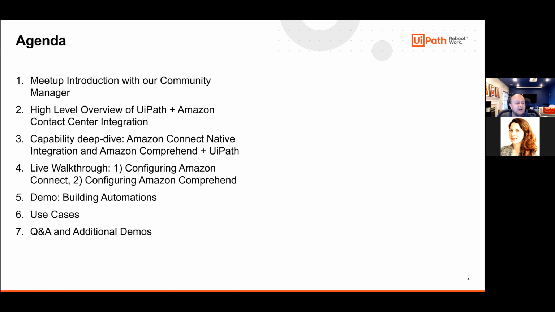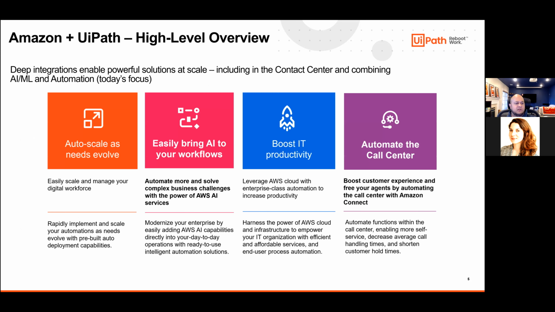So I'll start with just a little bit of our intro. We've got a lot of great integrations with Amazon. We've got auto scaling via AWS. We've got really strong IT automation activities, but most of what we're going to discuss today is really focused in the AI realm, and especially AI within the contact center and various other contact center tools. So we're going to focus a bit on Connect and Comprehend, but Mina here is also going to expand on a lot of the additional capabilities across the contact center stack, and we'll talk about how UiPath fits in.